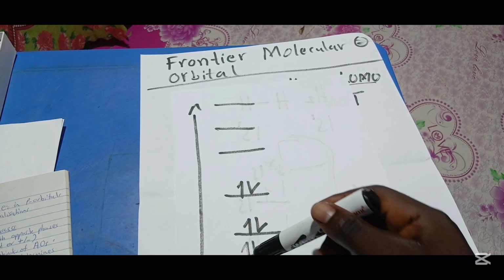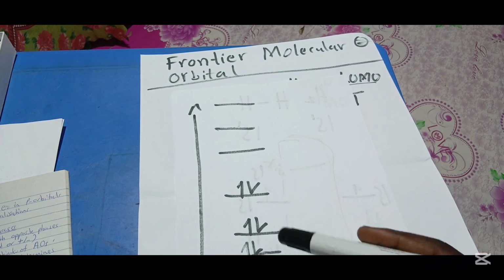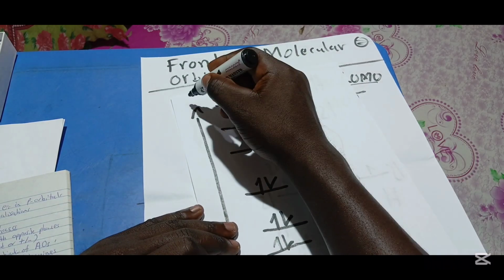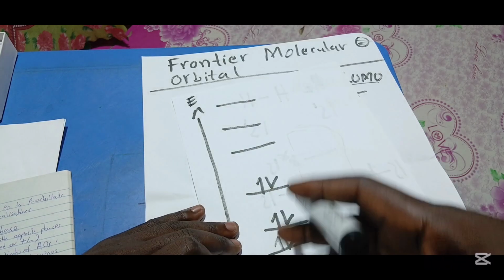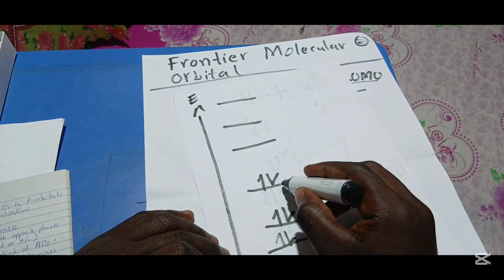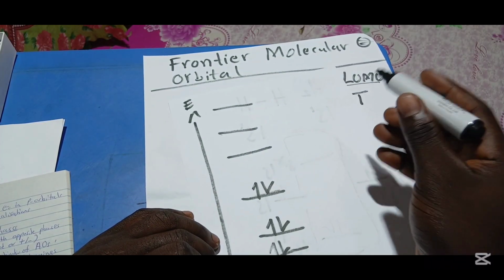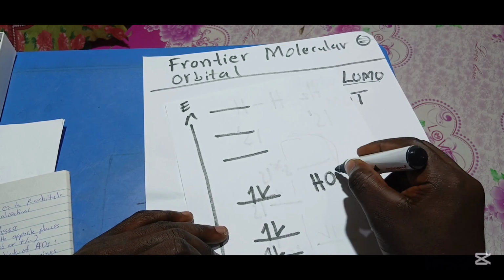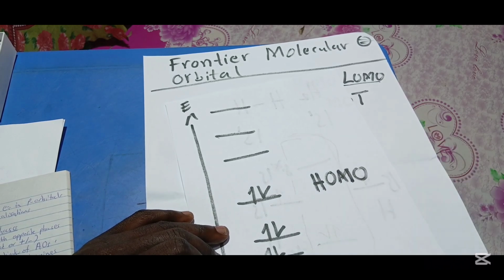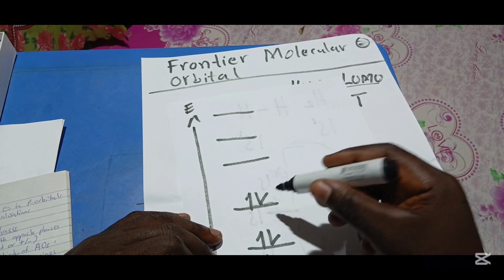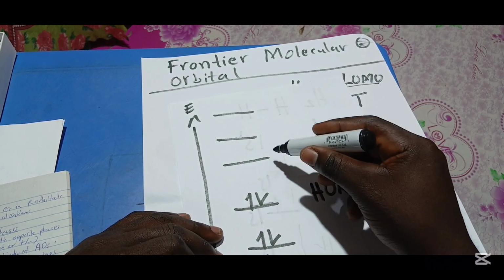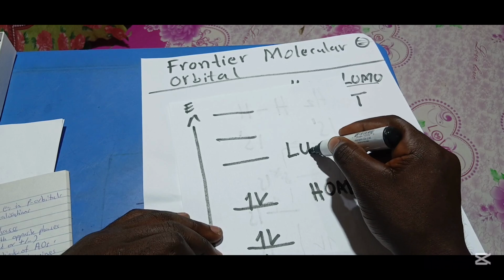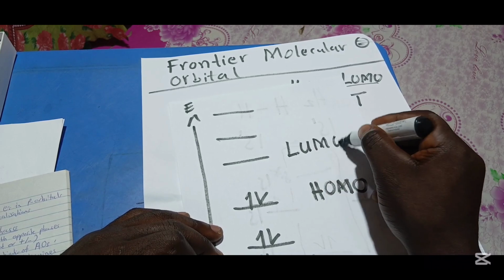Like you know already, we are talking about molecular orbitals. So which of the molecular orbitals here is very high in energy? Looking at our energy diagram, as we go up, energy increases. So this is our highest occupied molecular orbital, the HOMO, right? After this, next to this is going to be our LUMO, the lowest unoccupied molecular orbital.